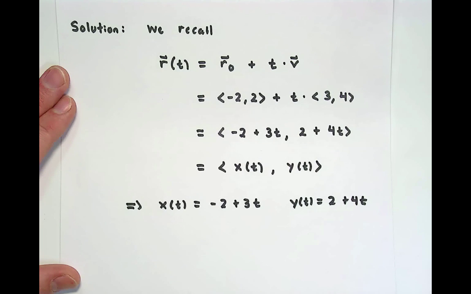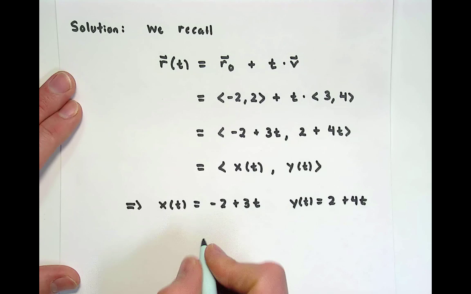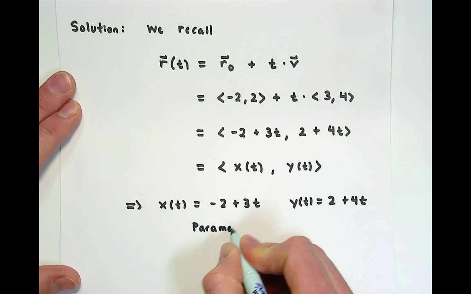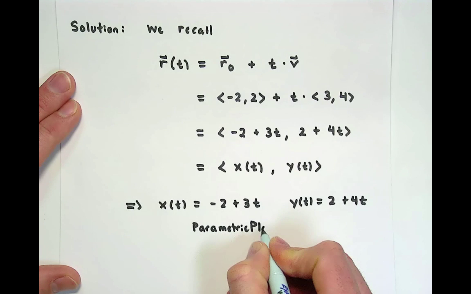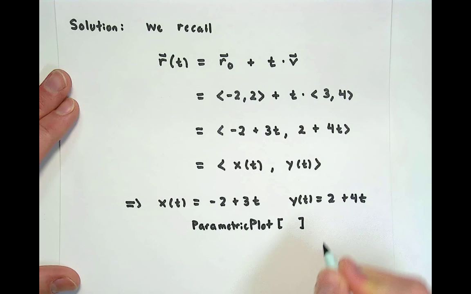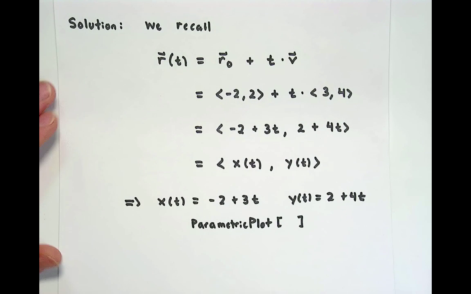Now that we have this part specified, let's go into Mathematica and start graphing this parametric equation. Because it's in R2, we will use ParametricPlot. If it was in R3, we would use ParametricPlot3D, which we'll be doing in future videos. Let's switch over to Mathematica.